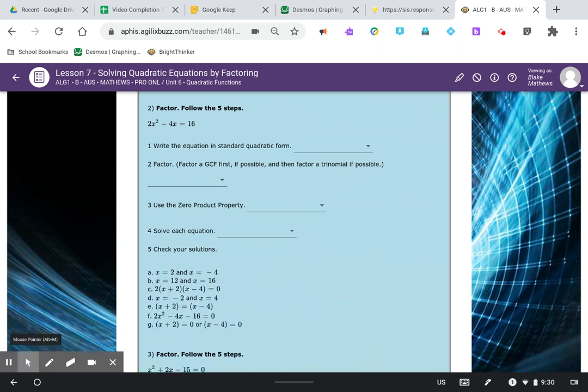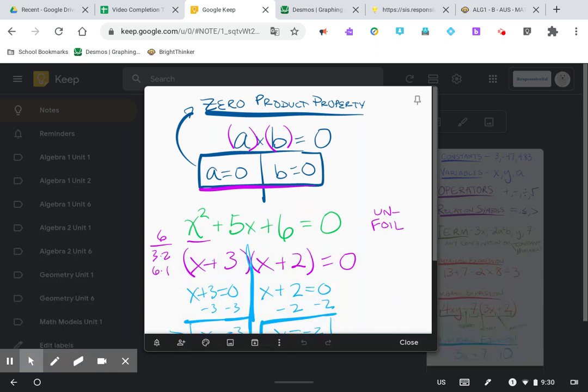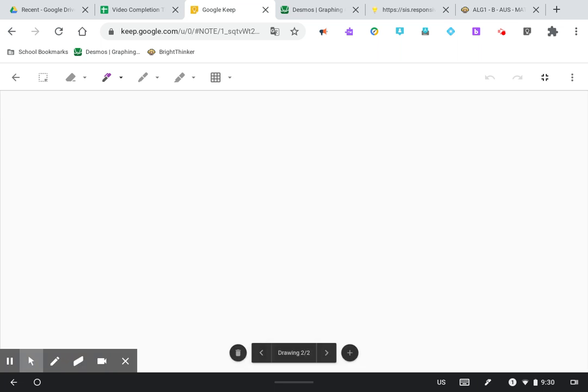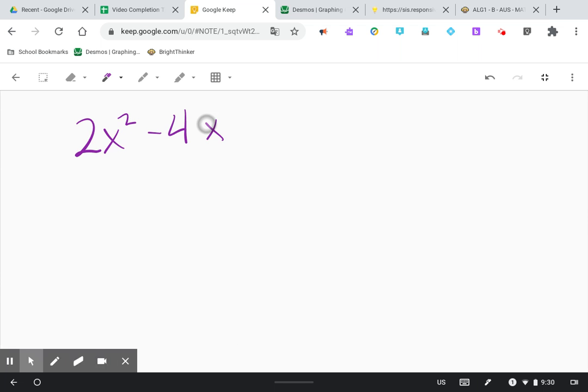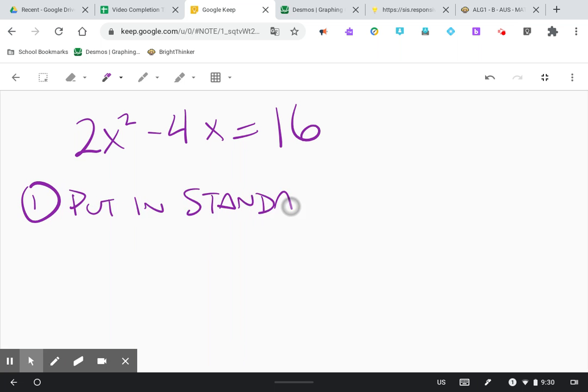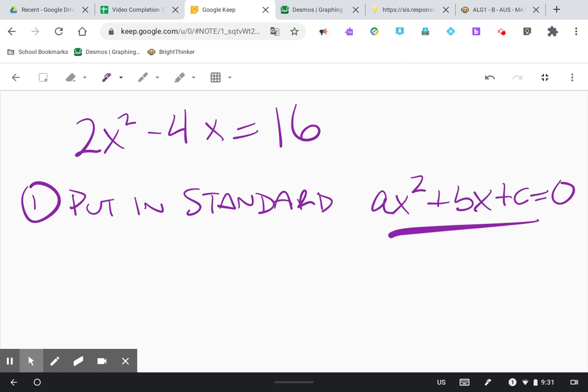So I'm going to write this down on a new drawing. Okay. We have 2x squared minus 4x equals 16. All right. Step 1 says to put in standard form. So let's talk about what that means. Standard form refers to the form that has ax squared plus bx plus c equals 0. In other words, everything is on one side of the equation, and there's just nothing on the other side.